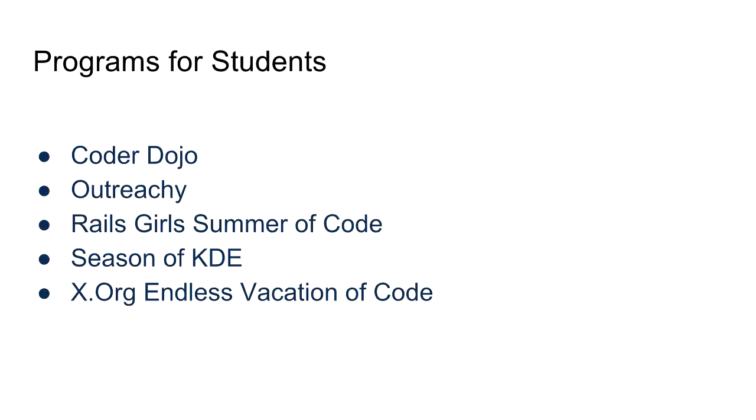Rails Girls Summer of Code, like Outreachy, caters to women who are underrepresented in the tech industry. It's not just for Rails, and it's different from Outreachy and GSOC insofar as you apply as a team and not as an individual. Season of KDE is an example of an open source project that's created their own GSOC-like thing. And then there's, of course, the x.org Endless Vacation of Code, which has an excellent name. There's also the European Space Agency's Summer of Code in Space. I didn't list them here because their website's down right now, but I'm pretty sure they're still active.